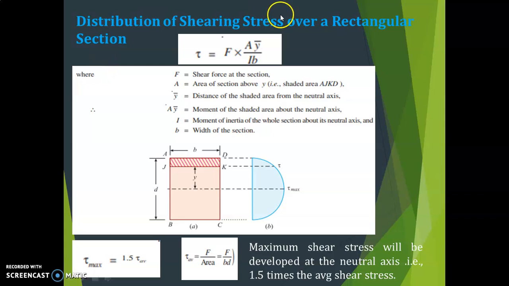First we will see the distribution of shearing stress over a rectangular section. Now I will consider one rectangular section of width B and depth D. For this, this is the standard formula, tau is equal to F into A Y bar divided by I B. Here for the rectangular section, the terms change accordingly. F is the shear force at the section. A is the area of the section above Y, that is this portion, the area of this portion is asked. Y bar is the distance of the shaded area from the neutral axis. Then A Y bar is the moment of the shaded area about the neutral axis, I is the moment of inertia about its neutral axis, and B is the width of the section.